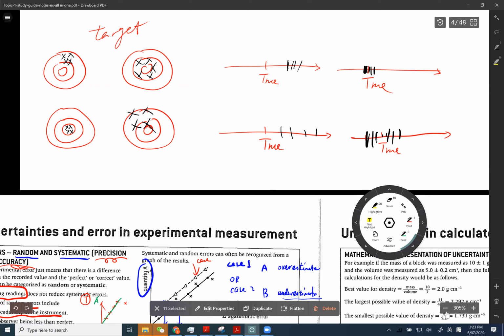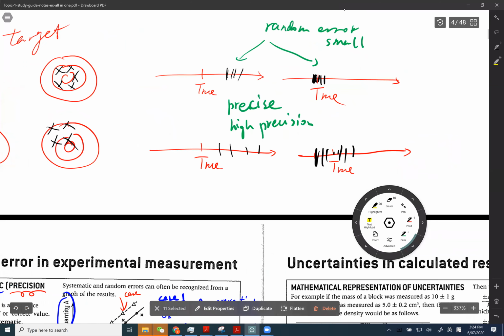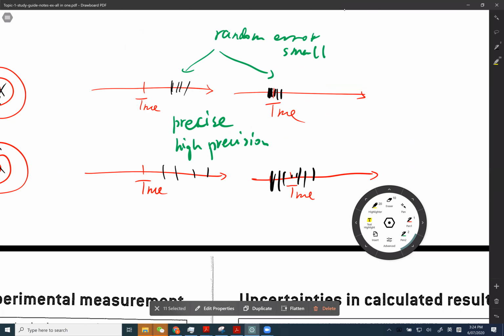Oh, we need to describe the idea. These 2 cases, random error smaller. Why? Because the separation between measurement is smaller. Or you can say the spread is smaller. Random error smaller. Random error small, we have a word called precise or high precision. These two are random error small.